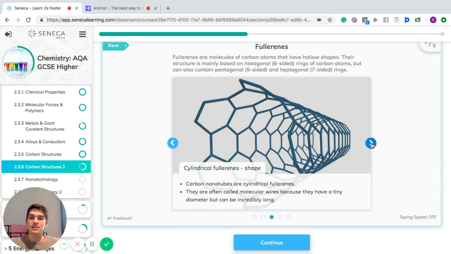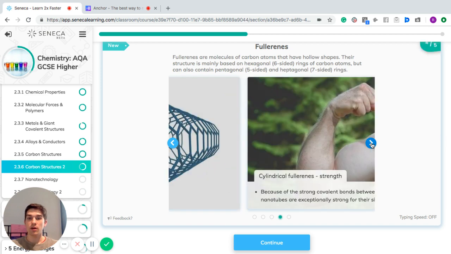Now, you can also get cylindrical fullerenes. They're basically what we call carbon nanotubes. So if you think of a cylinder, and it's made of the fullerenes, so there's hexagons and pentagons and heptagons of carbon. Now, they're often called molecular wires because they're so small in diameter and they're incredibly long, and they're the shape of a wire.